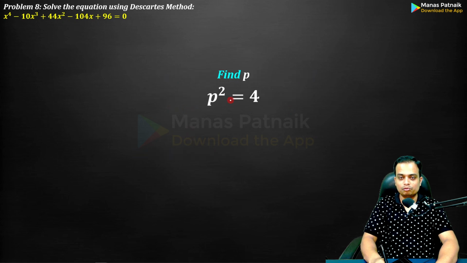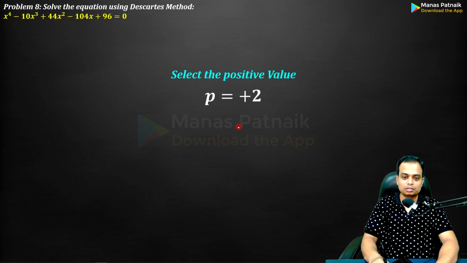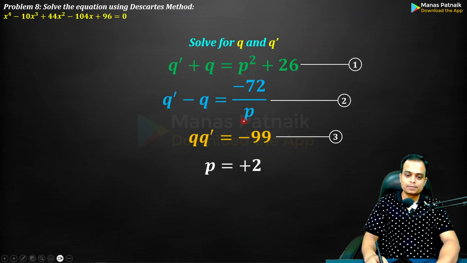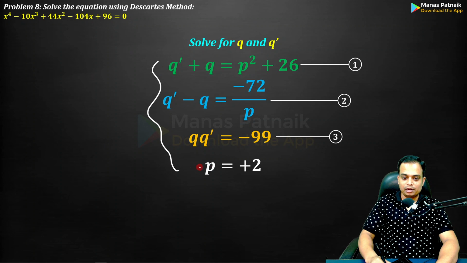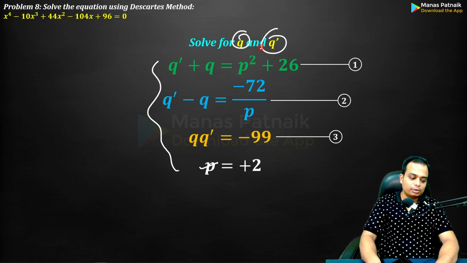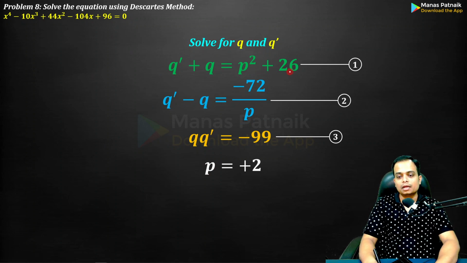4 happens to be a perfect square, so select it. That means P square is equal to 4, P is equal to plus minus 2. Select the positive value and go ahead with it. So I've updated the list with the value of P. What's left? Q and Q dash both. How do we approach now?